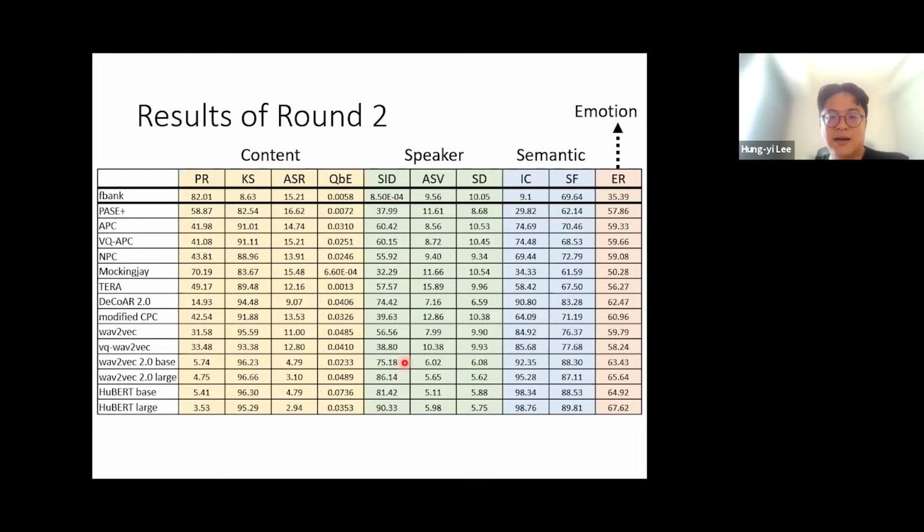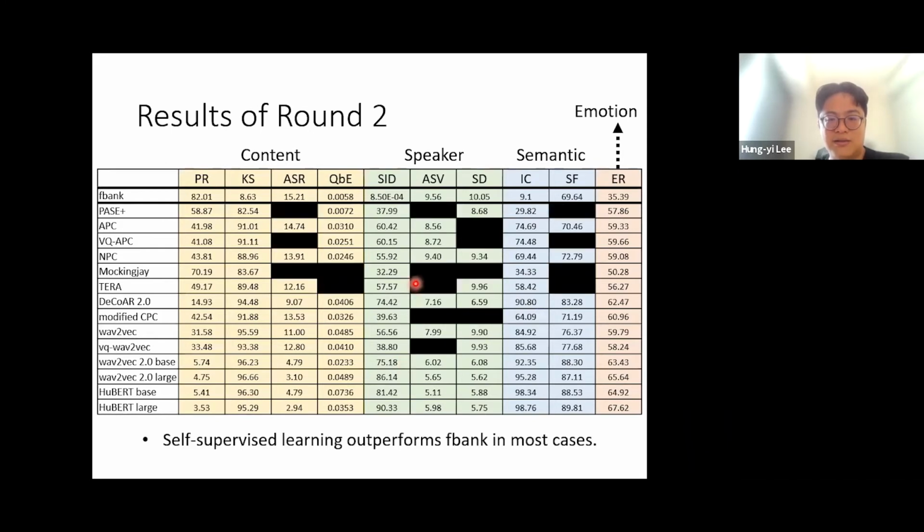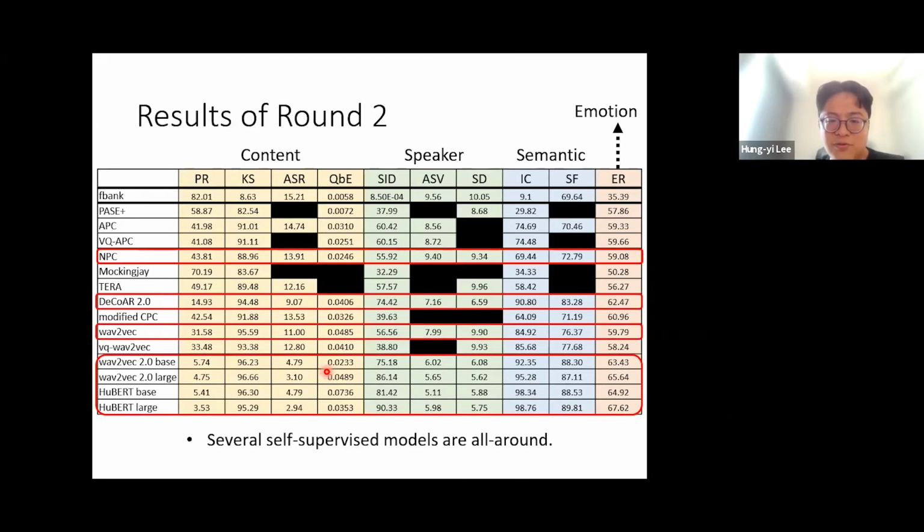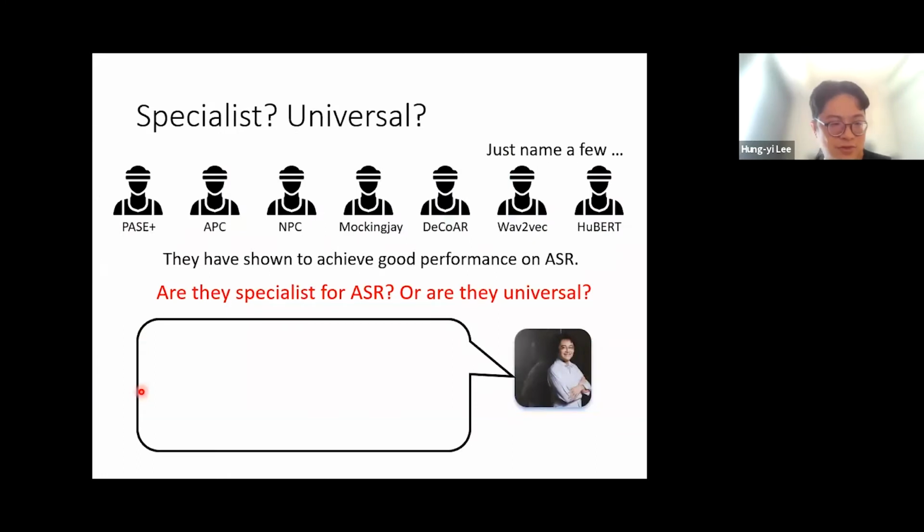And here are our results, and we can find that in round two, there are fewer results which are worse than FBank. So in round two, in most cases, the self-supervised model can outperform FBank. We also found that there are several self-supervised models which are all-around. NPC, DeCoAR, the wav2vec series, and the HuBERT series are better than FBank in all 10 different tasks. It shows that those self-supervised speech models are all-around. They work well on all the different tasks. So the result is different from what I expected. It looks like those models are universal.